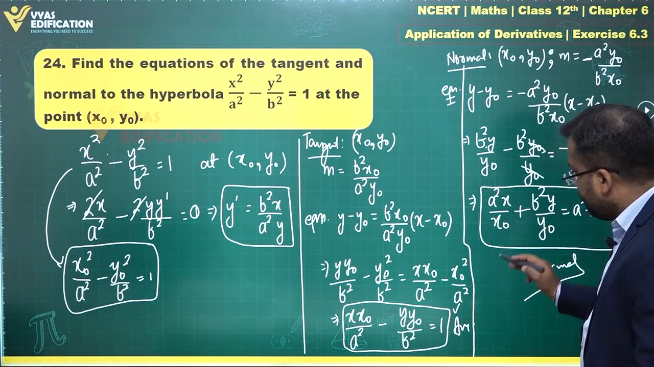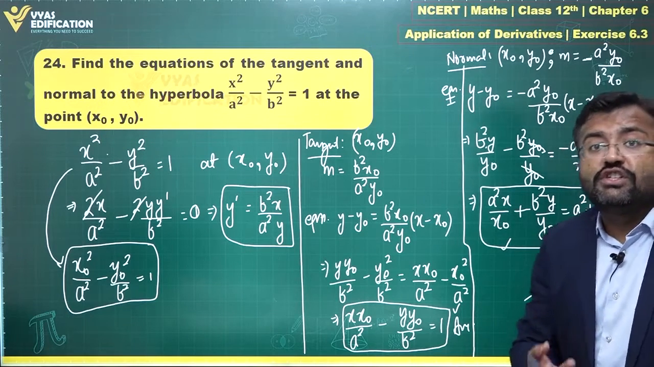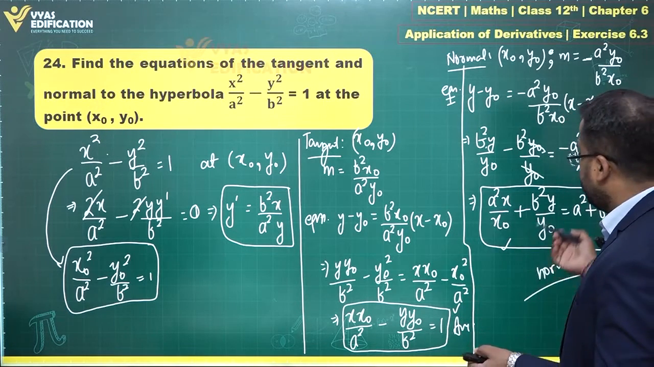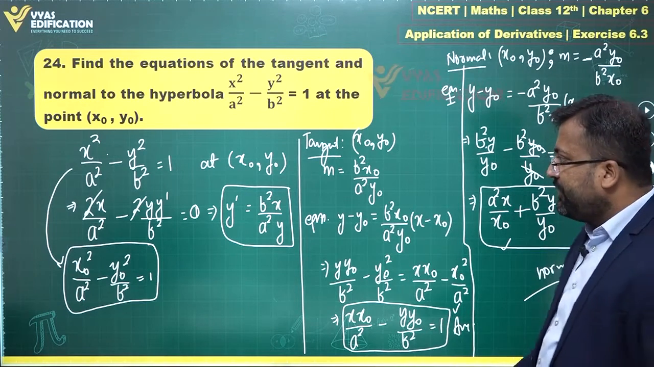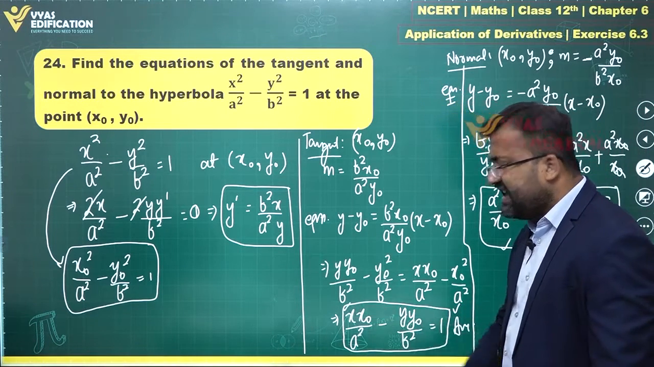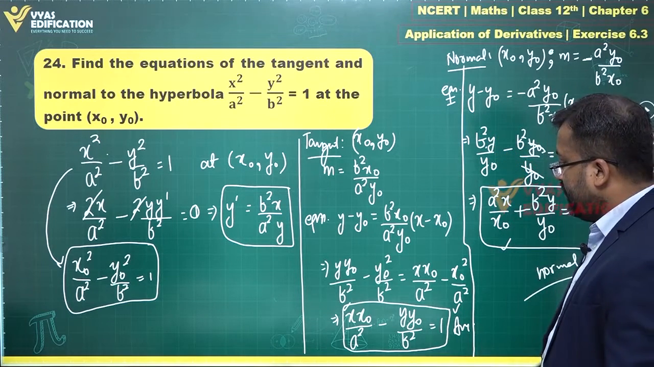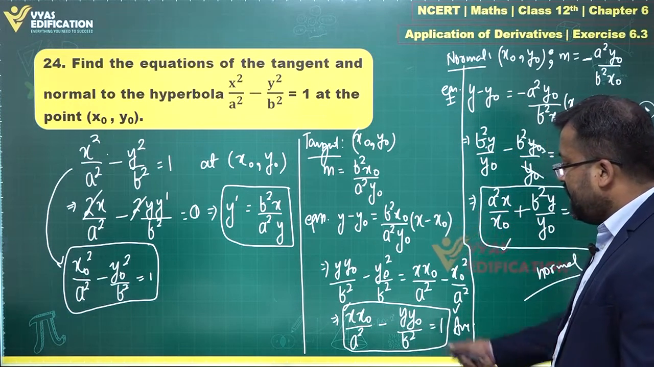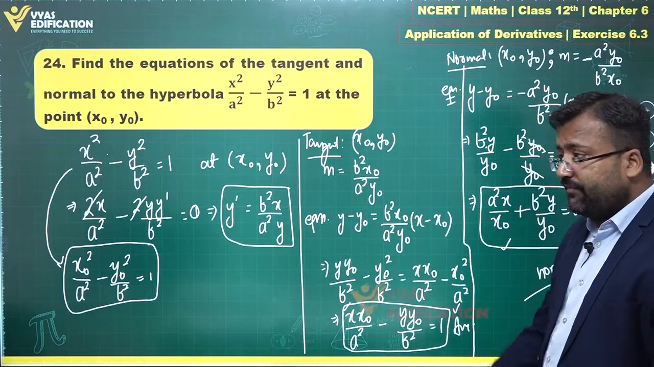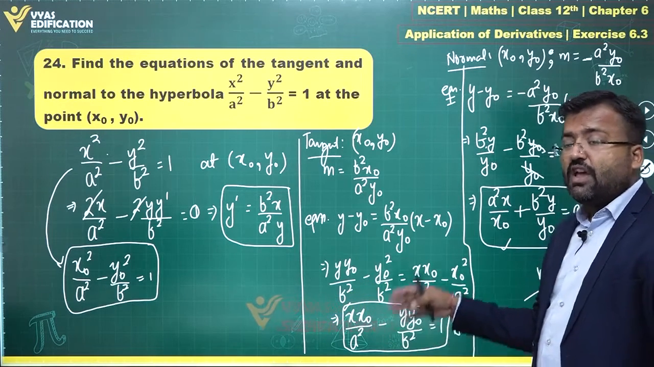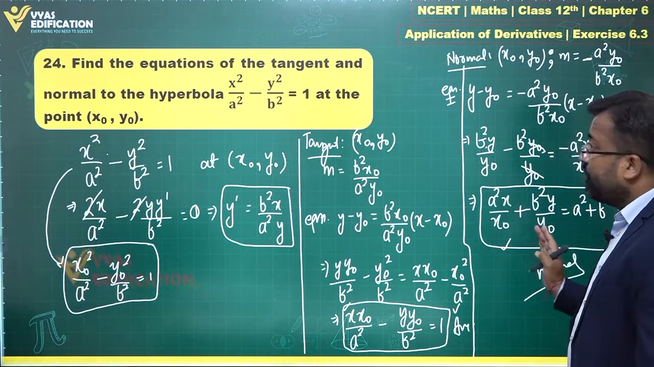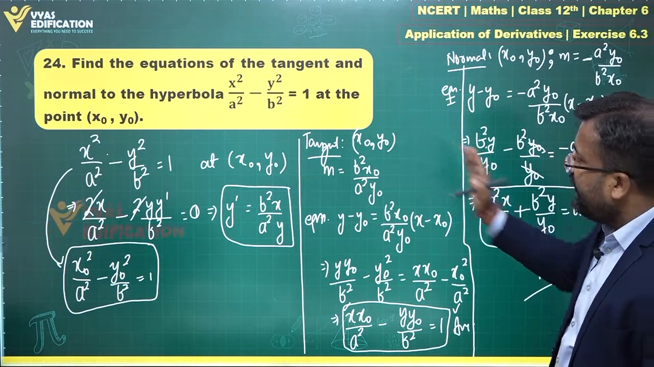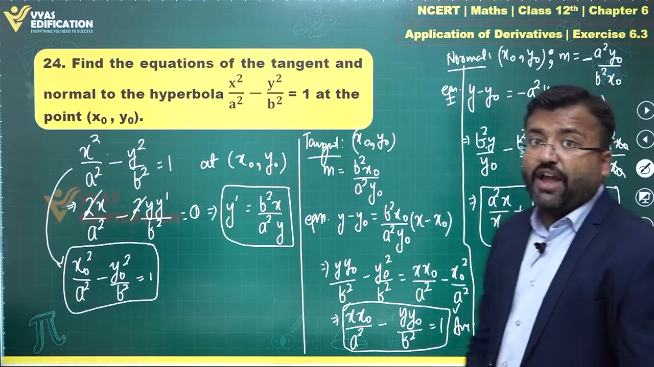You can memorize this to solve questions in future examinations, competitive exams if you are appearing for those. Otherwise, from the point of view of NCERT, only these derivations are important. Nothing much is important other than that. This is x naught upon a square minus y naught upon b square equal to 1. This is a square x upon x naught plus b square y upon y naught is equal to a square plus b square. That's the equation of normal to this hyperbola at the point x naught comma y naught.